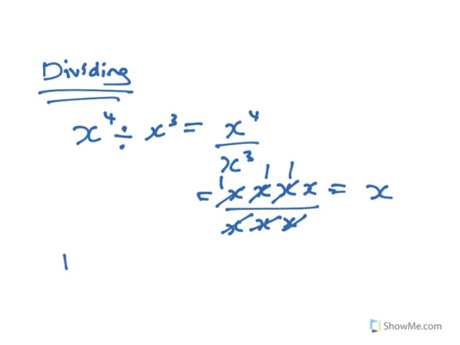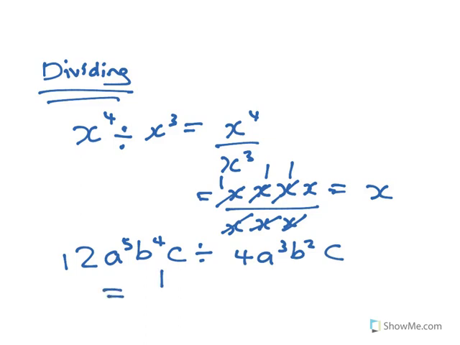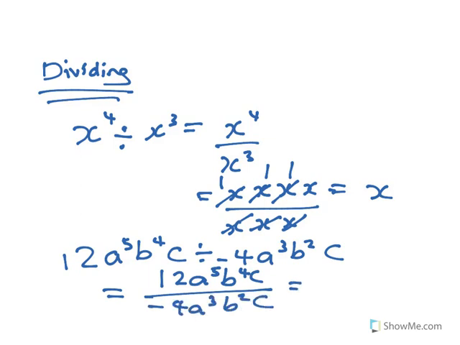So if you had a number there, so 12a^5b^4c in front, and we'll have numerous letters, so 4a^3b^2c, then you can write it as a fraction. I might make it minus 4. So it's 12a^5b^4c over minus 4a^3b^2c.